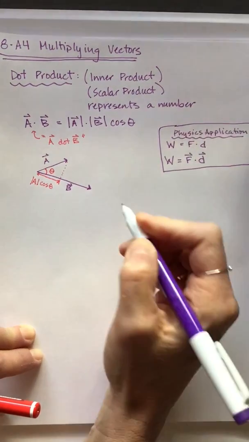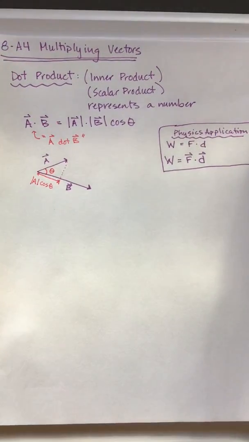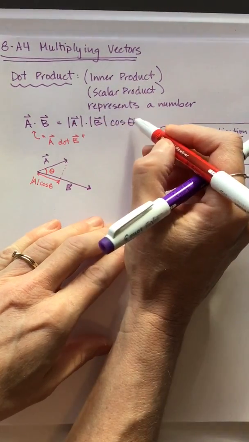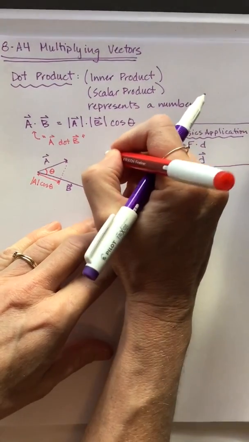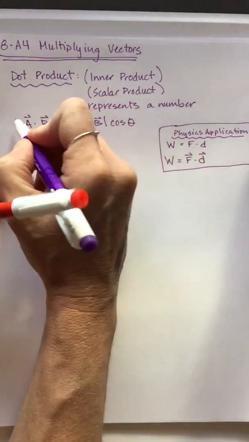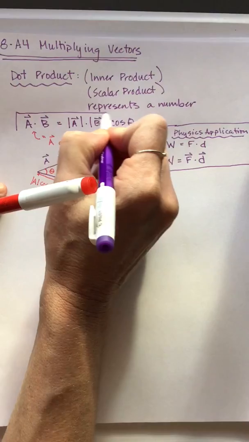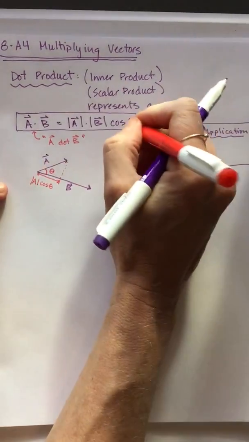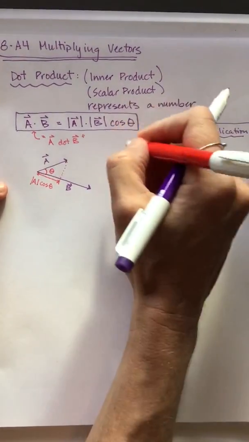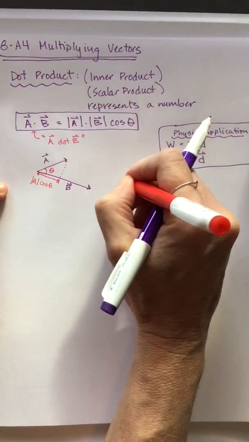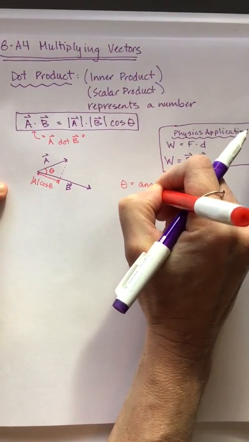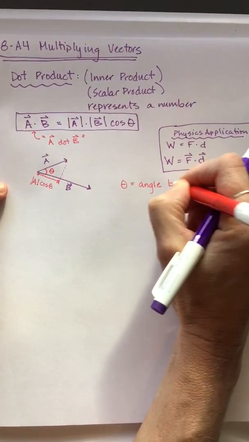But our problems are going to be just straightforward. We're actually not going to use this formula in our homework tonight, but I do want you to remember it because it's the essence of our dot product here. And just remember, theta is the angle between the two vectors.